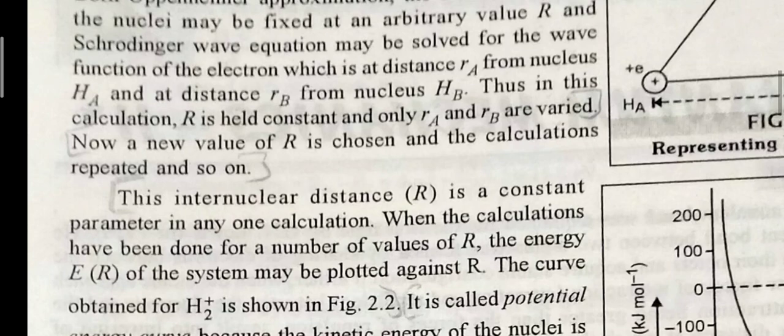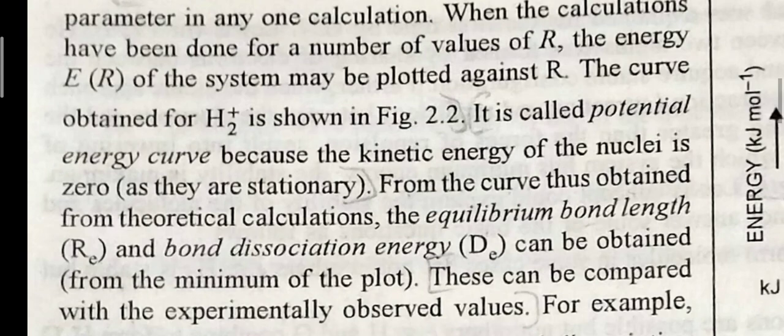This internuclear distance R is a constant parameter in any one calculation. When the calculation has been done for a number of values of R, the energy of the system may be plotted against R. The curve obtained for H2 positive is shown in figure 2.2. It is called a potential energy curve because the kinetic energy of the nuclei is zero as they are stationary.